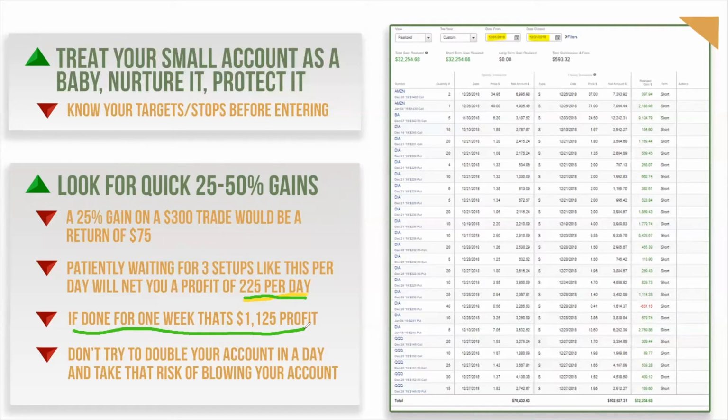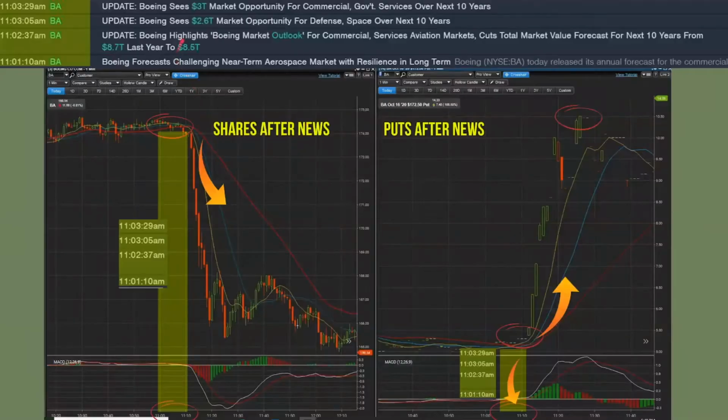So if you're able to make that type of return, that's what I want you to focus in on, because if you're able to grow your account consistently, within the second week you're going to double your account already. If you're making $1,125 a week with a $2,000 account, you're doubling your account within 2 weeks. And that's easily doable if you're looking for those 25% returns. But you're only going to find those 25% returns if you're focusing in on what I'm talking about back here, which is looking for these news events.